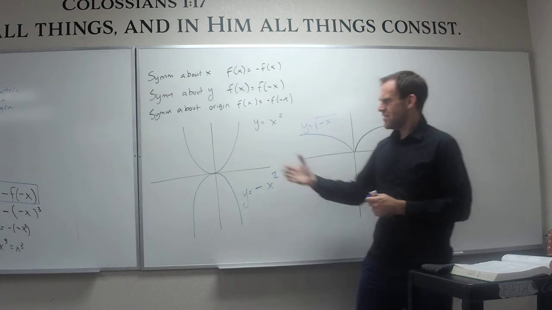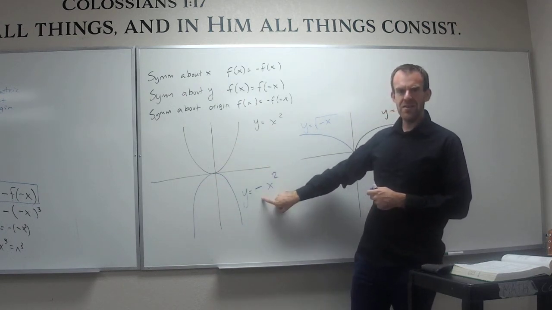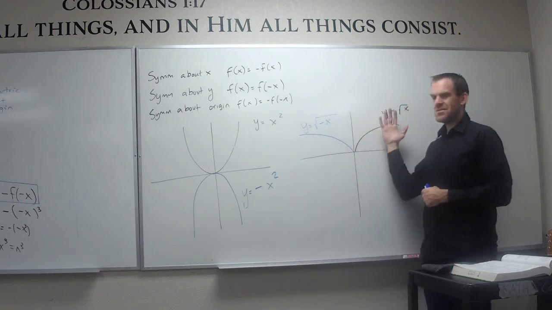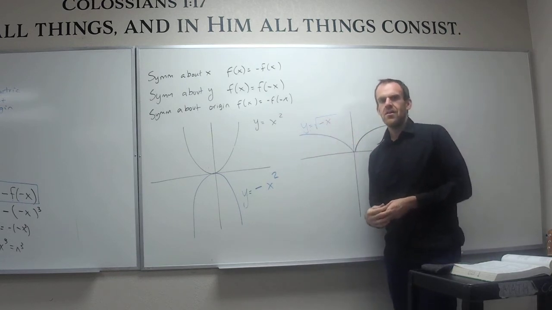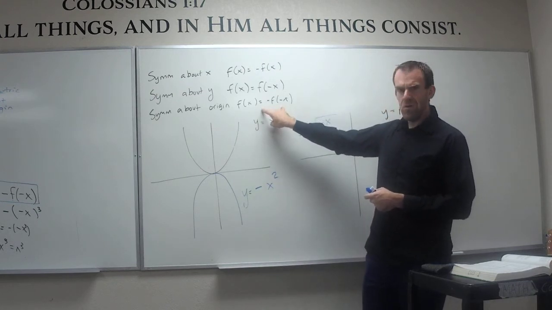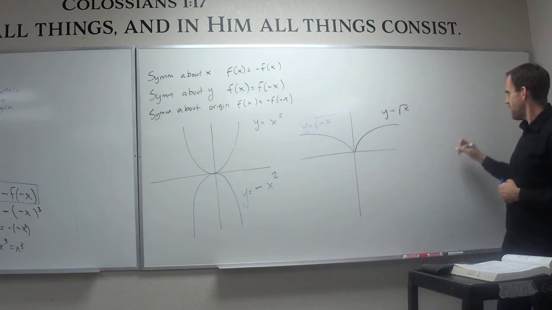To flip across the x-axis, you make the entire function negative in front. To flip across the y-axis, you make the inside of the function negative. Finally, if you wanted to flip about the origin, you would make both of them negative. Let's try it.